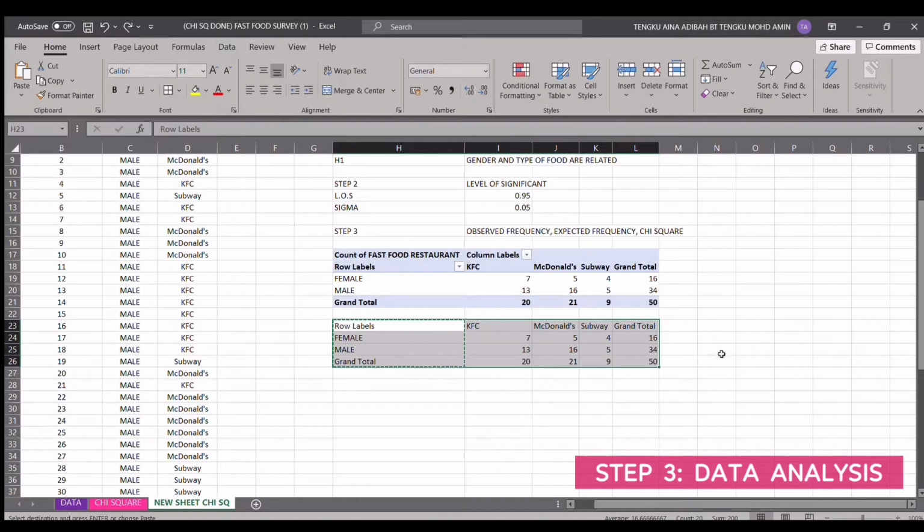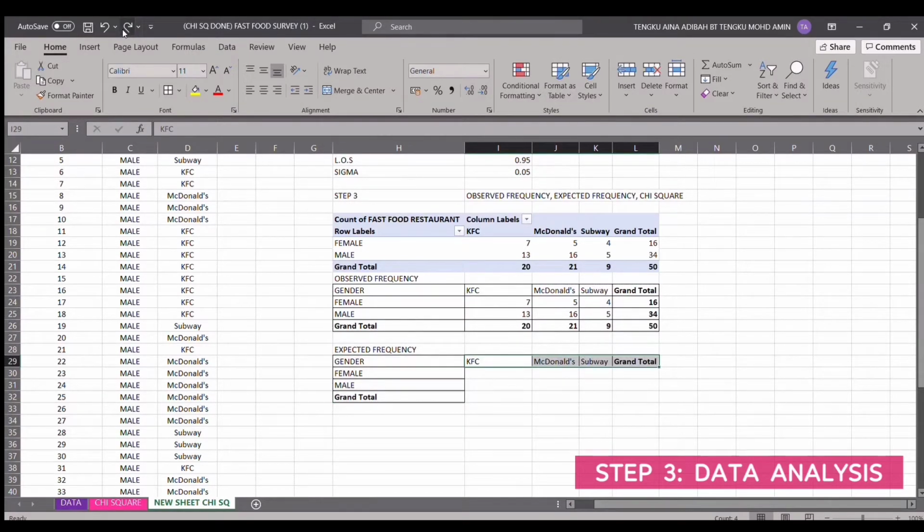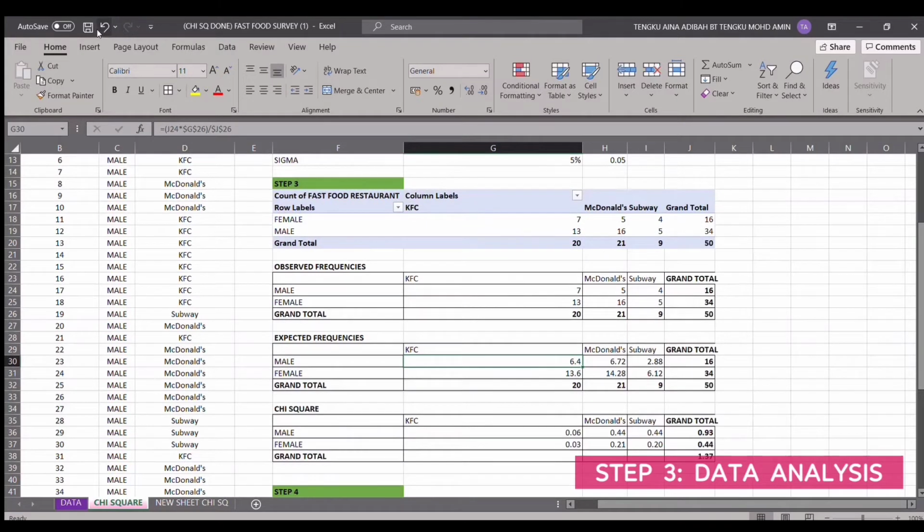So here is the simple table that I have made. Like I said before, basically this one is the observed frequency, extracting all this data into a simple table. It is called the observed frequency. And then another step is the expected frequency. It's actually kind of the same table, but with different values.